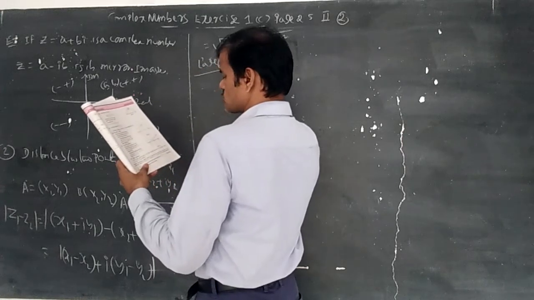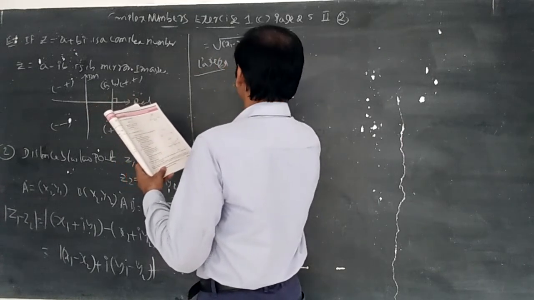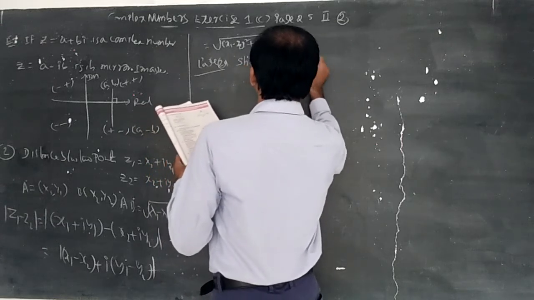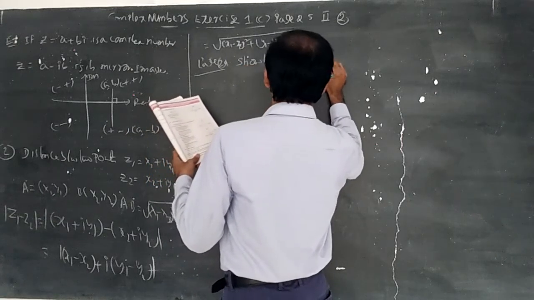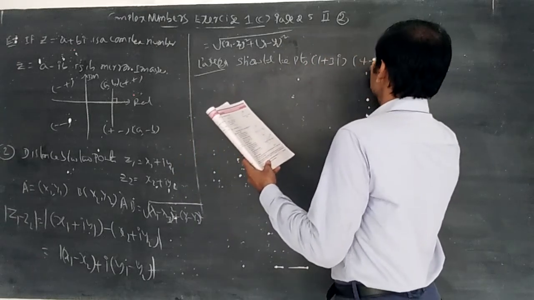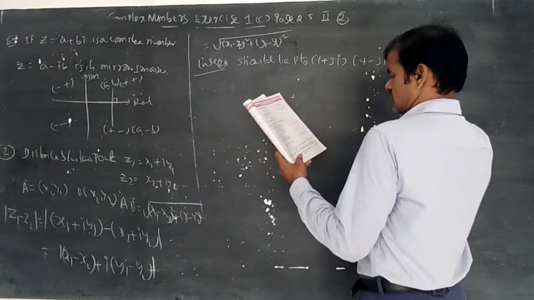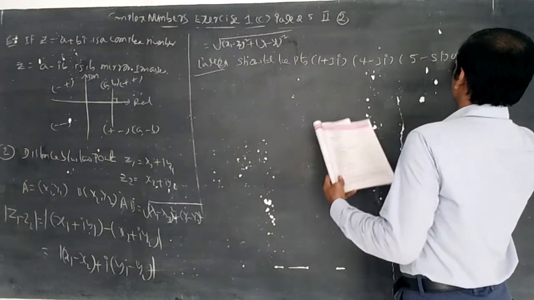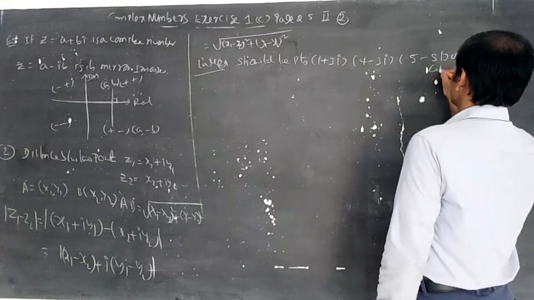Page number 29, show that the points 1 plus 3i, 4 minus 3i, 5 minus 5i are collinear.